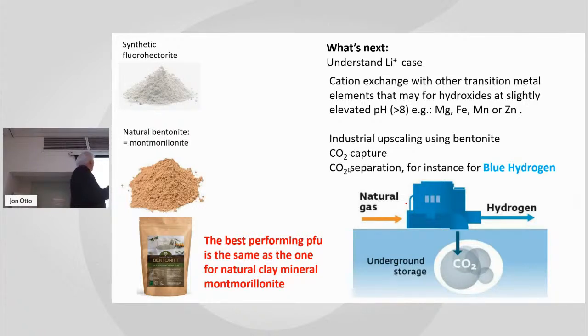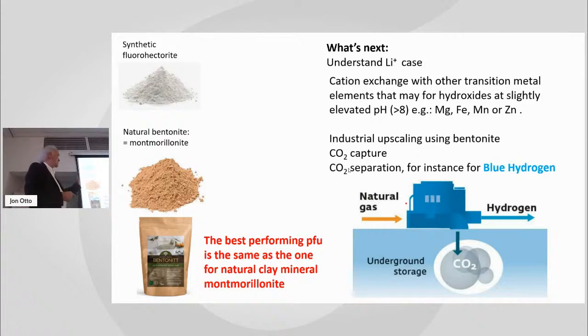So the industrial upscaling of this concept would be using bentonite for CO2 capture or CO2 separation. For instance, blue hydrogen production. When you produce blue hydrogen, the input is natural gas and water, and out come hydrogen and CO2. If you have a column of this clay, it will separate the CO2 from the hydrogen, and then you can empty the column, transport the CO2 underground, and you can reuse the column and redo the process again. That's the idea.